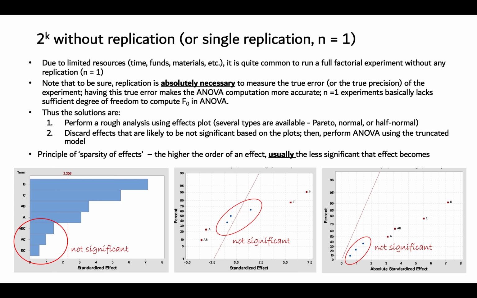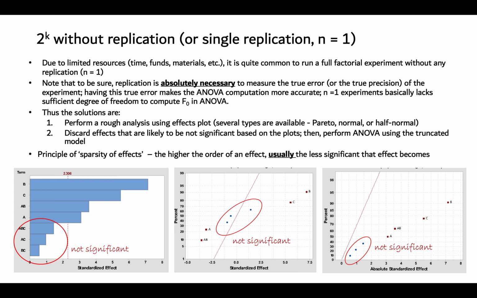However, as replication is necessary to measure the true error of experiments, conducting the full factorial with no replication at all will result in complications when we do ANOVA, because ANOVA cannot calculate the p-value in experiments with no replication.